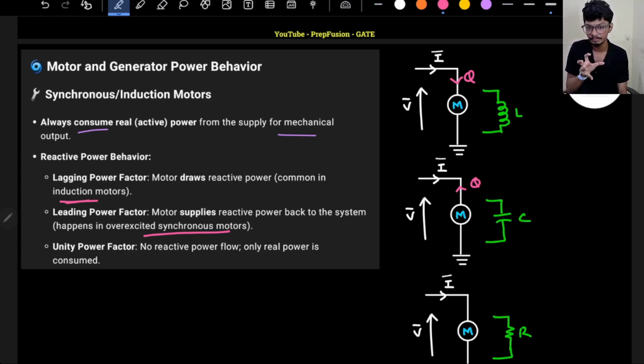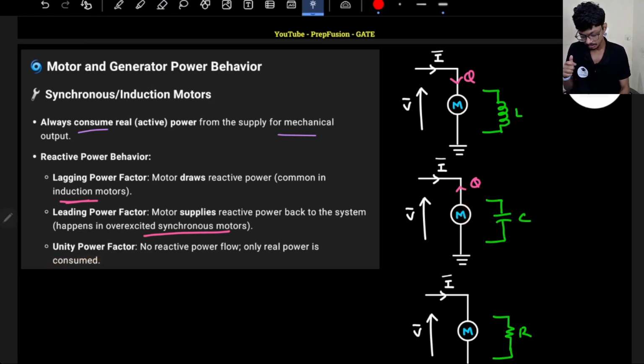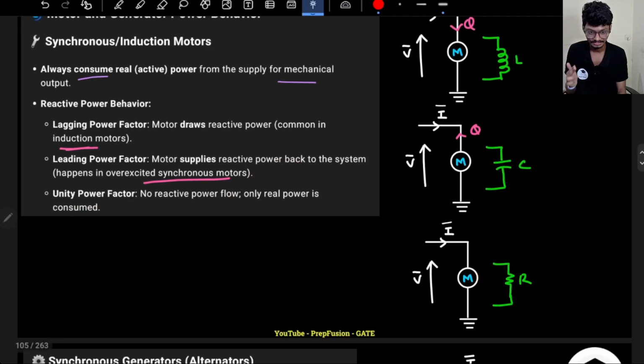And what do you know about leading power factor? Leading power factor basically means the load is behaving like a capacitive load. Unity power factor is when there is no reactive power flow and only real power is consumed; then it is a resistive load at unity power factor. Very simple to understand. There is no incoming Q and no outgoing Q; Q is basically 0. I hope you have understood this point.